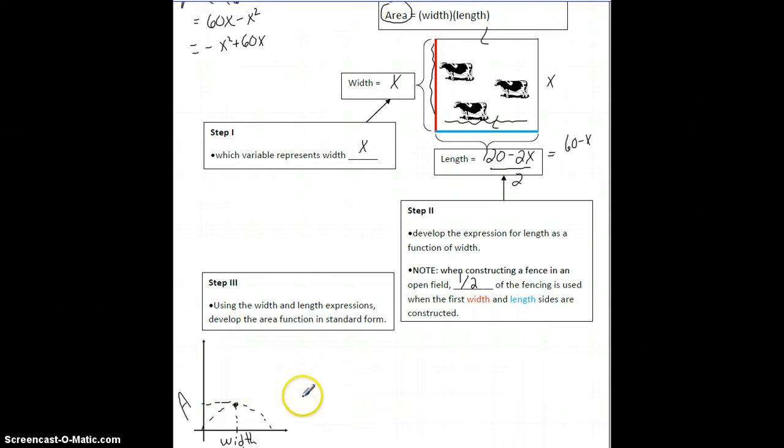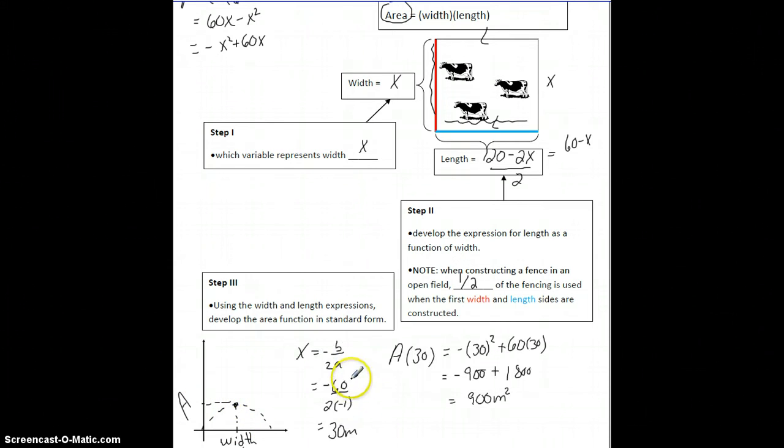And to do so now, same as the other questions, we need to find the axis of symmetry, and we'll use that to find the maximum area. Okay, so we applied our axis of symmetry formula and found that the width is 30 meters. And then the maximum area, we'll put 30 back into the area equation. And filling in the numbers, we find out that the maximum area is 900 meters squared.